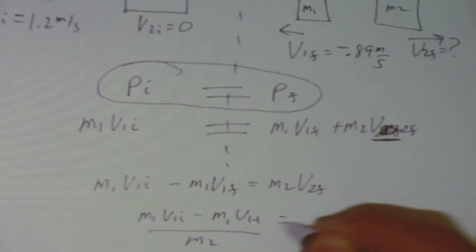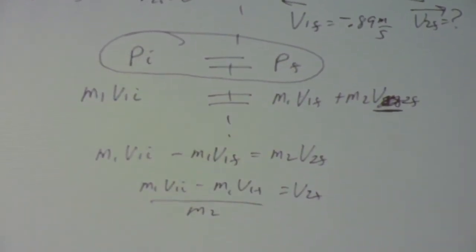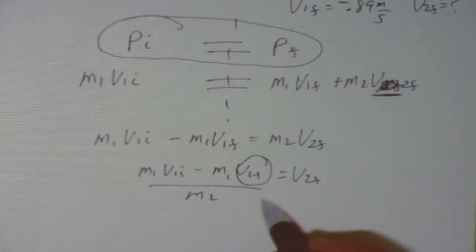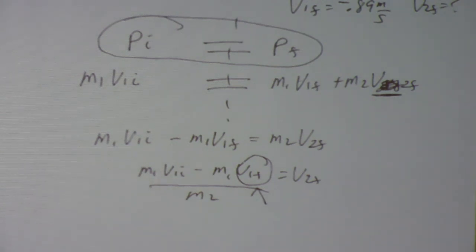And then you can plug the numbers in and solve for this. Just be careful. Remember, this term is negative. Okay? So without putting numbers in, that's the actual way to do it. Okay, good. All right, any questions on that one? All right.